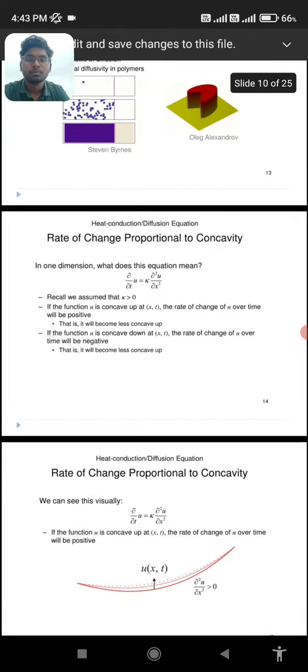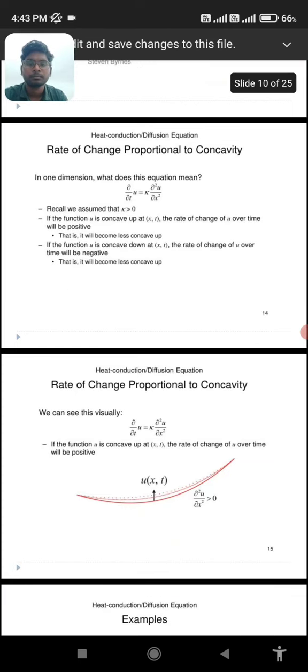In one dimension, what does this equation mean? ∂u/∂t = k ∂²u/∂x². Recall, we assume that k > 0. If the function u is concave up at (x,t), the rate of change of u over time will be positive. That is, it will become less concave up. If the function u is concave down at (x,t), the rate of change of u over time will be negative. That is, it will become less concave down.